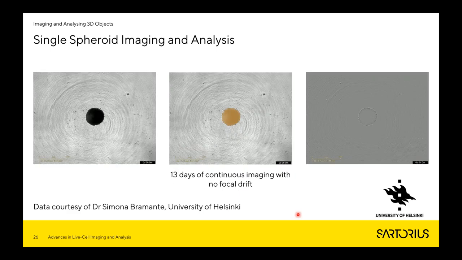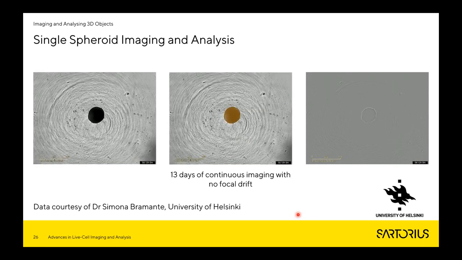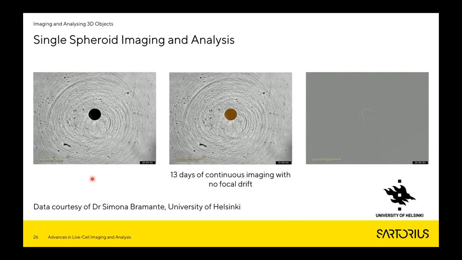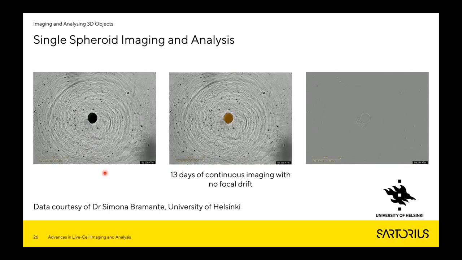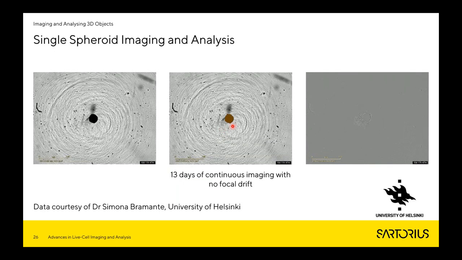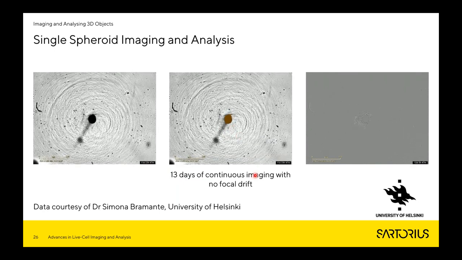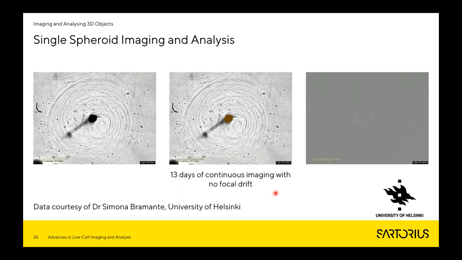Now again, I'm going to show some customer generated data. This is courtesy of Dr. Simona Bramante at the University of Helsinki. These were myometrial cells that were cultured for just shy of 13 days. What we can see is that those cells condense, but the thing I want to draw your attention to here is the consistency of the focus during the course of what is nearly 2 weeks of imaging, and also the masking is very, very specific to that spheroid. And this is the advantage of using bright field imaging and analysis for 3D spheroids.